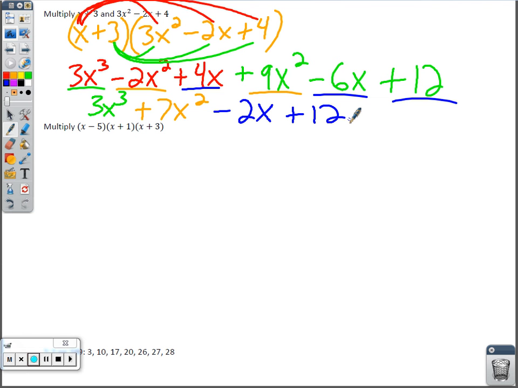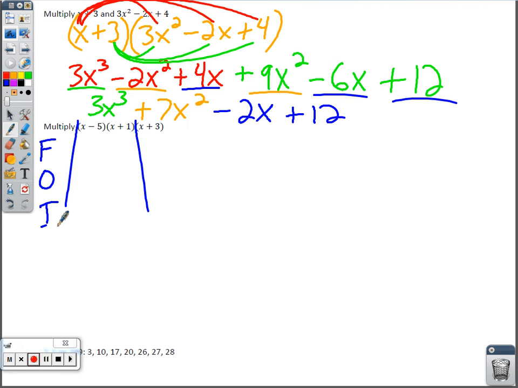Then when we have more than one polynomial to multiply together, in this case 3 binomials to multiply together, we're just going to take two of them and multiply those, and then once we get the answer for that, we'll multiply it by the third thing. So what I like to do is I will typically write some bars here just to separate those out, and we'll take the x minus 5 and the x plus 1 and multiply those first. So in order to do this, we need to FOIL.